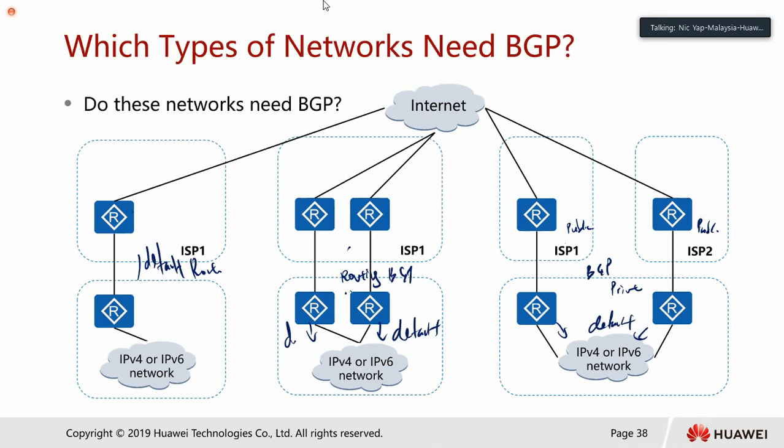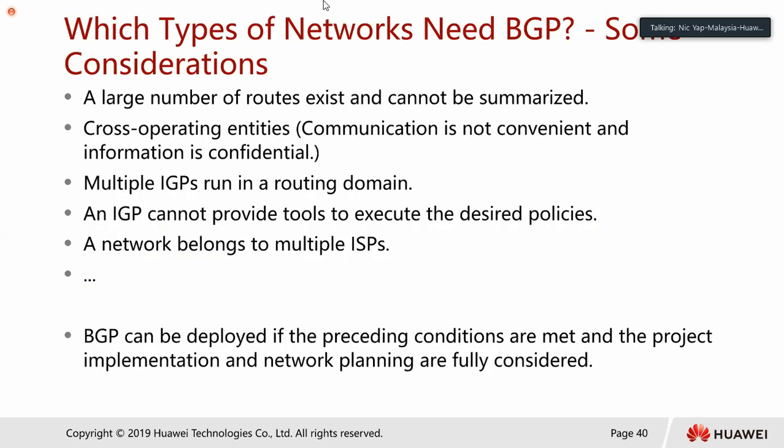Okay. Which type of network needs BGP? So these are some considerations for why we need BGP. A large number of routes exist and cannot be summarized. Cross-operation entity, multiple IGPs running in the routing domain. The IGP cannot provide tools to execute the desired policy, and the network belongs to multiple ISPs. These are some of the considerations for why we need to use BGP. And BGP can be deployed if the preceding conditions are met and the project implementation and network planning are fully considered.